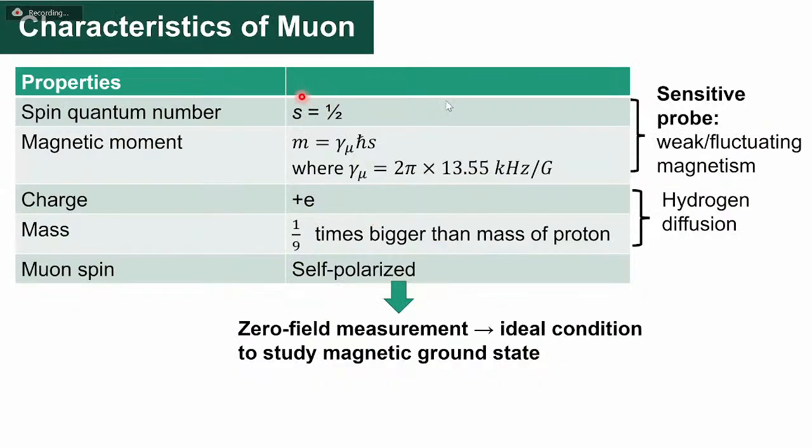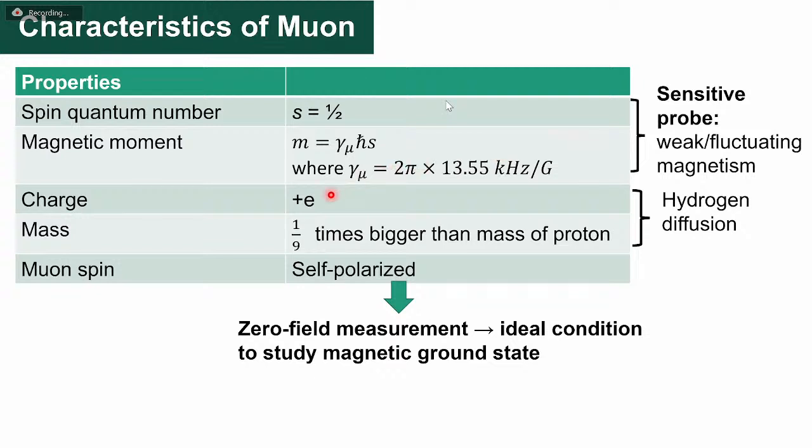Okay, this is a brief explanation about the characteristics of the muon. The muon has a half-integer spin quantum number and it has a magnetic moment. So these two properties make the muon a sensitive probe to detect weak magnetism and fluctuating magnetism.